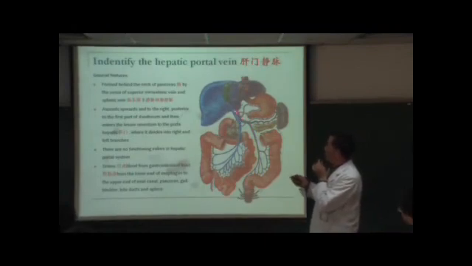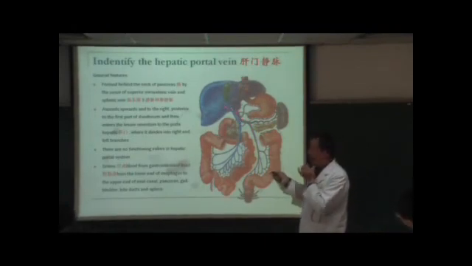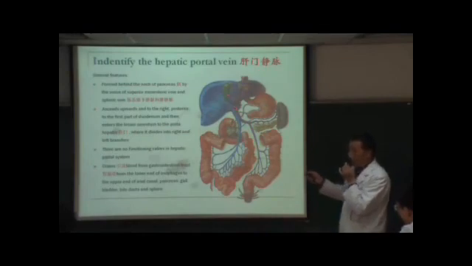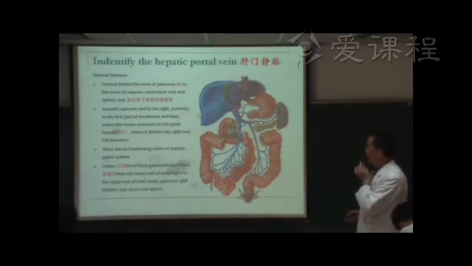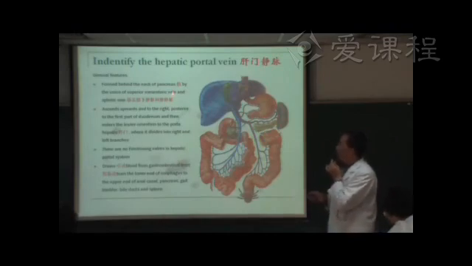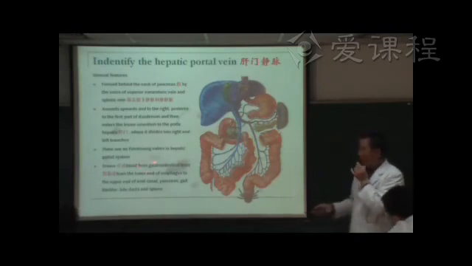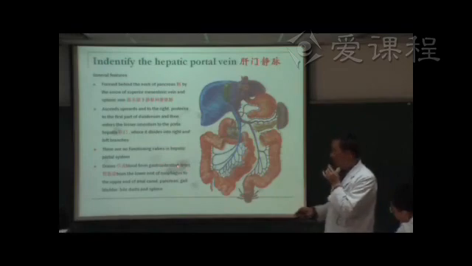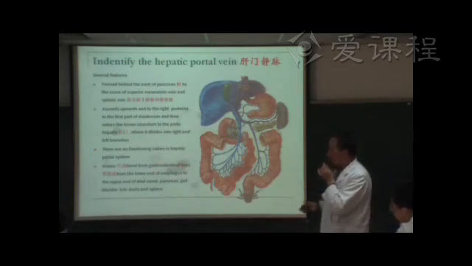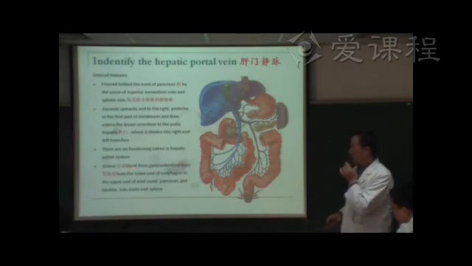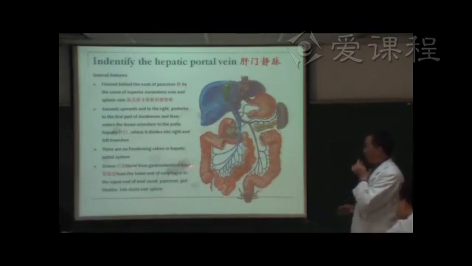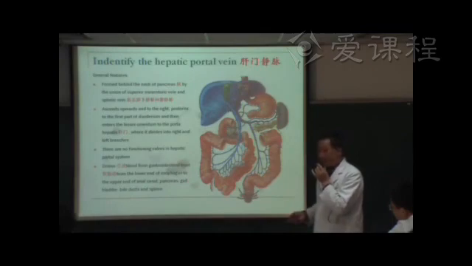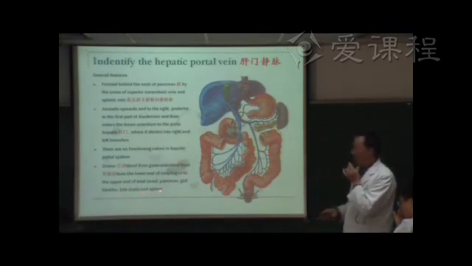And the portal vein goes into the liver by the porta hepatis, 通过肝门进入肝脏。进入肝脏。This hepatic portal vein drains 引流 the blood from the gastrointestinal tract, 引流胃肠道的这个血流，那还包括 the pancreas, the blood from the pancreas, the gallbladder, the bile duct, and the spleen.